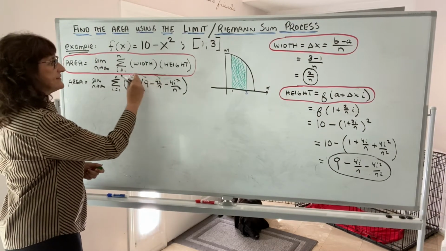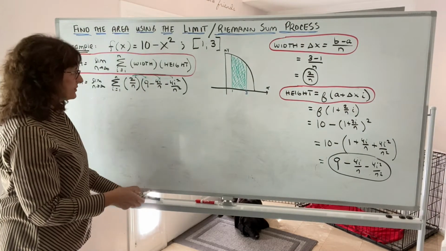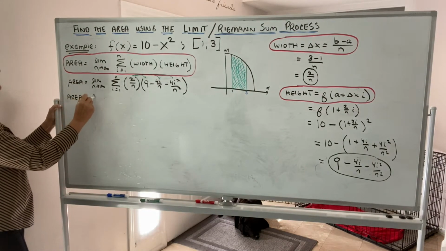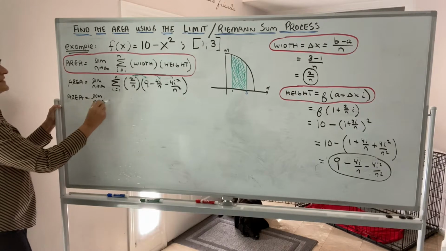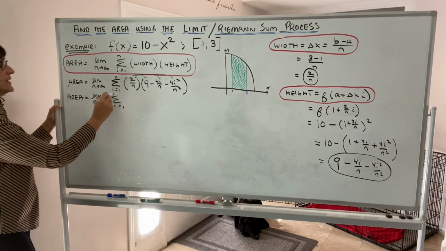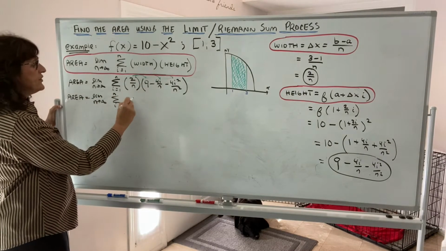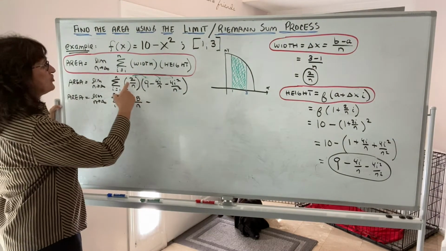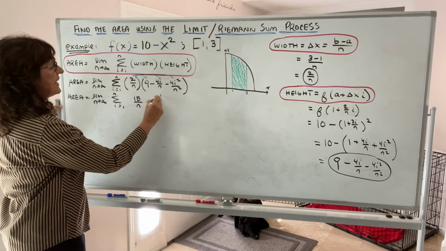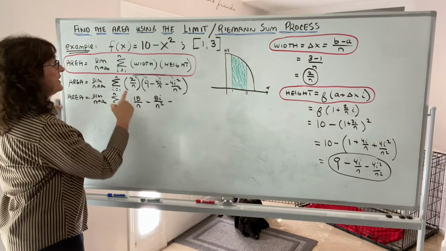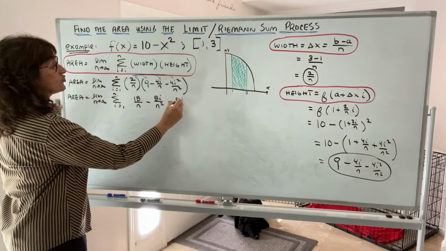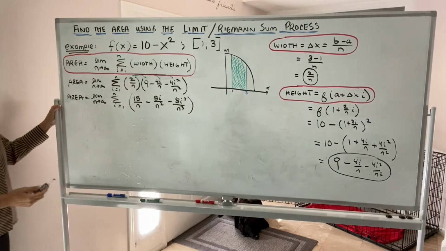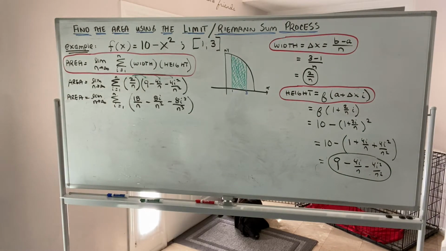There are a lot of different methods of getting through the algebra portion of this, but I like to multiply it out. So I have the area: the limit, n to infinity, summation, i goes from 1 to n. When I distribute here, I have 18 over n, minus 2 times 4, so that's 8i over n squared, and then 2 times 4, I have 8i squared over n to the third power. I get this when I distribute my 2 over n to each of these terms.